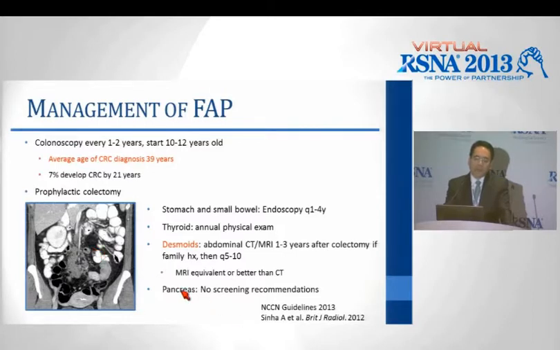For pancreas, even though they have a slightly increased risk of cancer, there's no screening recommendations. Oh, and just to be explicit, the NCCN is the National Comprehensive Cancer Network in the United States. And I know there's some international colleagues here. You may have different recommendations in your own countries.